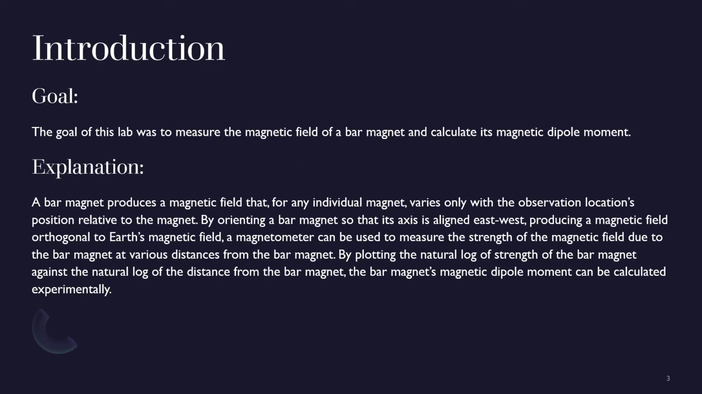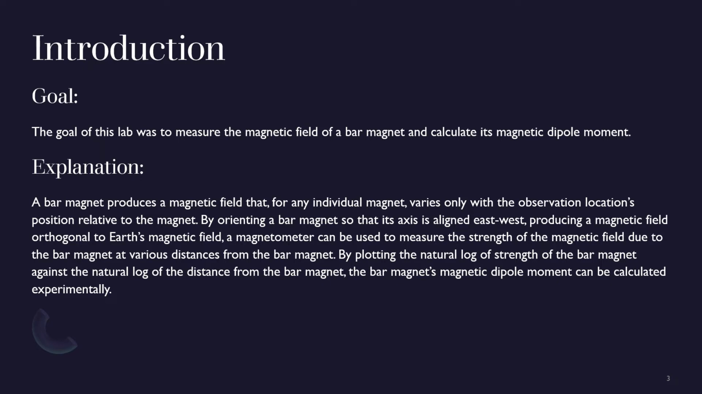The goal of this lab was to measure the magnetic field of a bar magnet and calculate its magnetic dipole moment. A bar magnet produces a magnetic field that, for any individual magnet, varies only with the observation location's position relative to the magnet. By orienting a bar magnet so that its axis is aligned east to west, producing a magnetic field orthogonal to Earth's magnetic field, a magnetometer can be used to measure the strength of the magnetic field due to the bar magnet at various distances from the bar magnet.